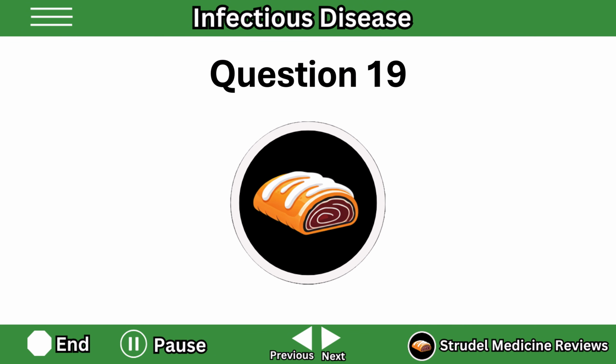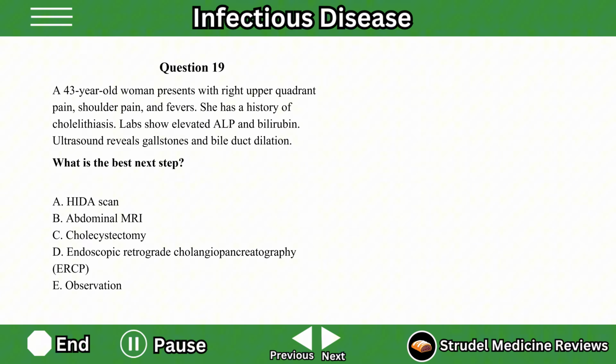All right, question 19. A 43-year-old woman presents with right upper quadrant pain, shoulder pain, and fevers. She has a history of cholelithiasis. Labs show elevated alk phos and bilirubin. Ultrasound reveals gallstones and bile duct dilation. What is the next best step? A, HIDA scan. B, abdominal MRI. C, cholecystectomy. D, ERCP. Or E, observation.